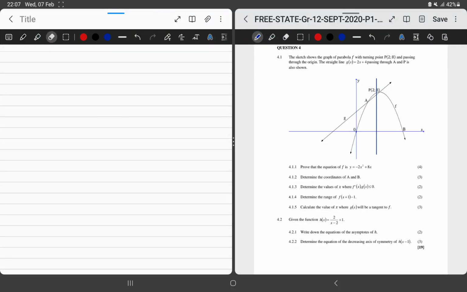The September 2020 Free State. The sketch shows the graph of a parabola f with the turning point (2; 8) and passing through the origin. The straight line g(x) = 2x + 4 passing through A and B is also shown. 4.1.1 Prove that the equation of f is given by that.